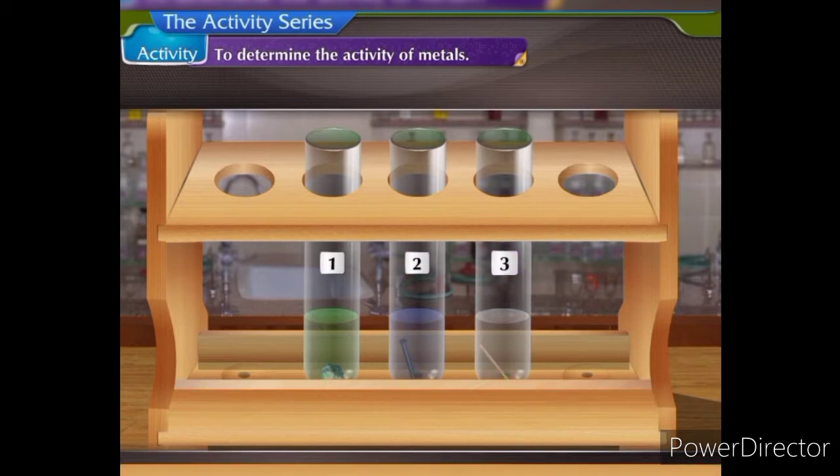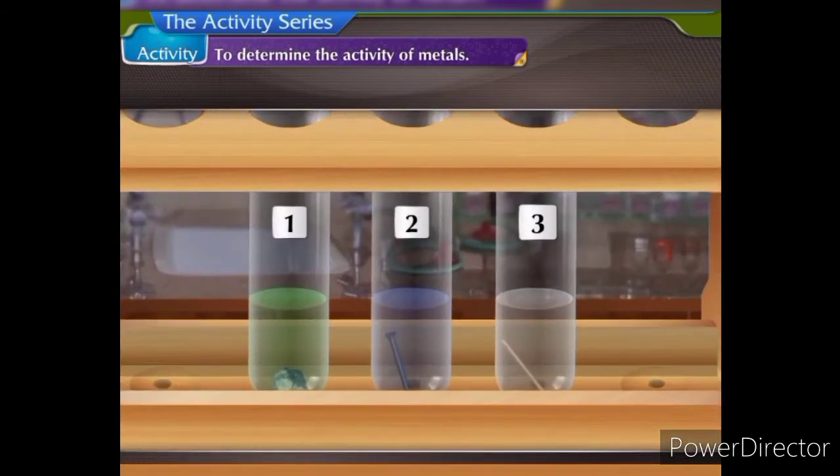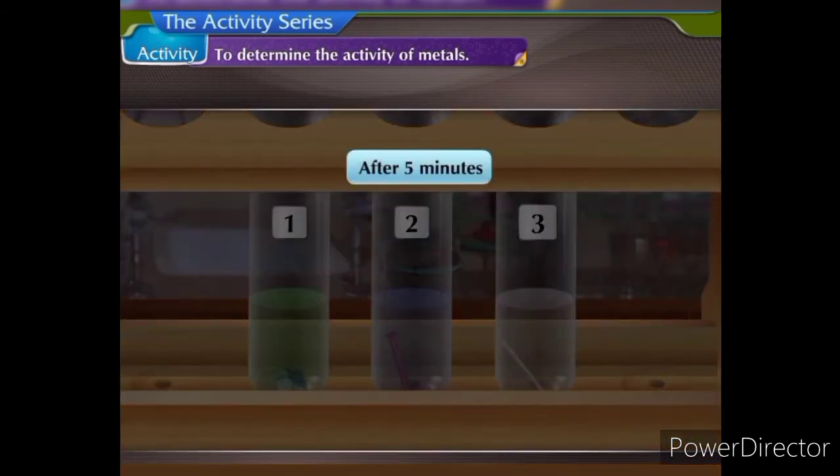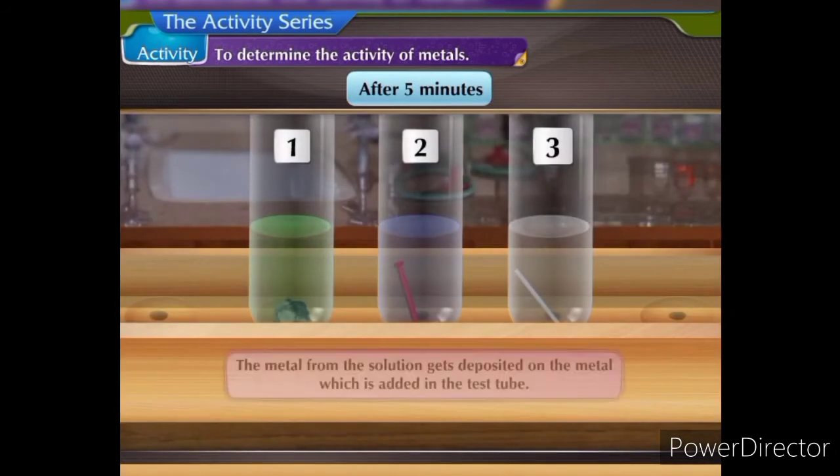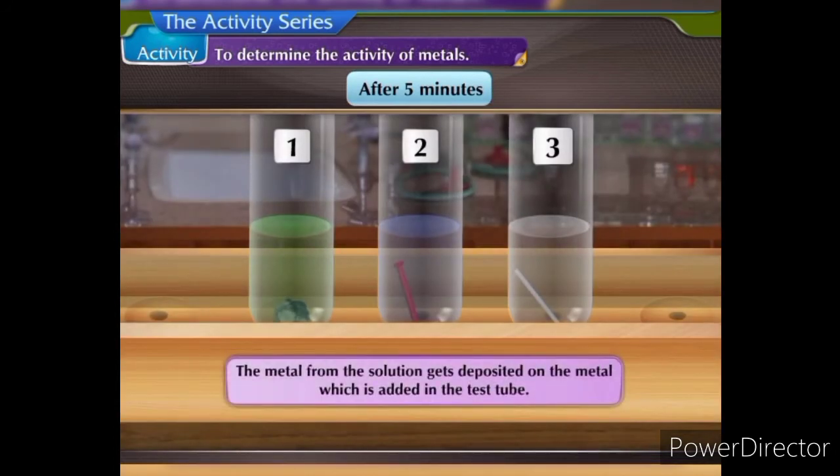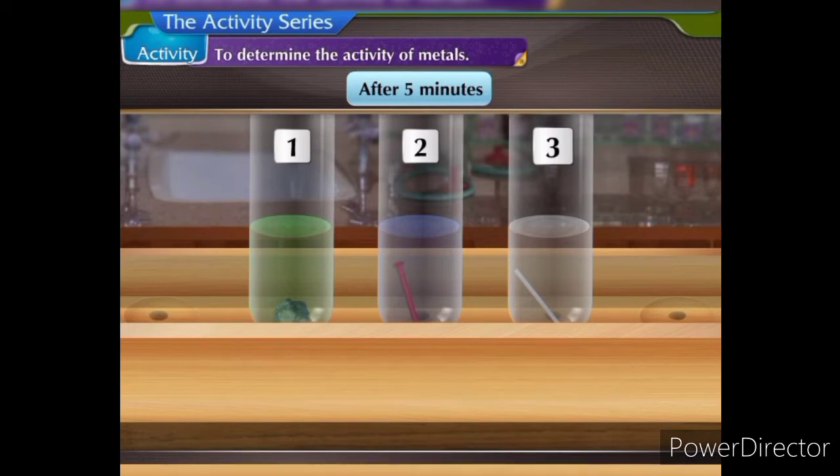Place the 3 test tubes in order in a test tube stand and observe the solutions and metal in each test tube. After approximately 5 minutes, you will observe that the metal from the solution gets deposited on the metal which is added to the test tube.